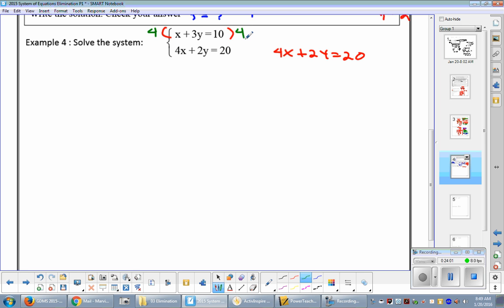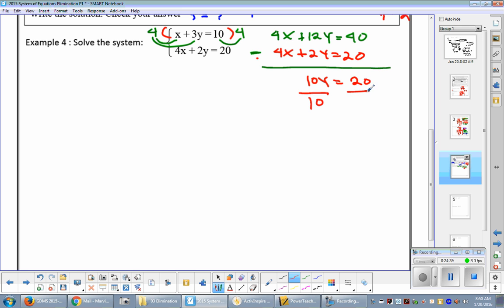Okay, you have to multiply both sides actually. So 4 times x will give us 4x. 4 times 3y will give us 12y. And then 4 times 10 will give us 40. Now we are ready to eliminate our x by subtracting. So what's 4x minus 4x? 0. 12y minus 2y. It's 10y. 40 minus 20 is 20. Then divide 10. We'll get y equals 2.